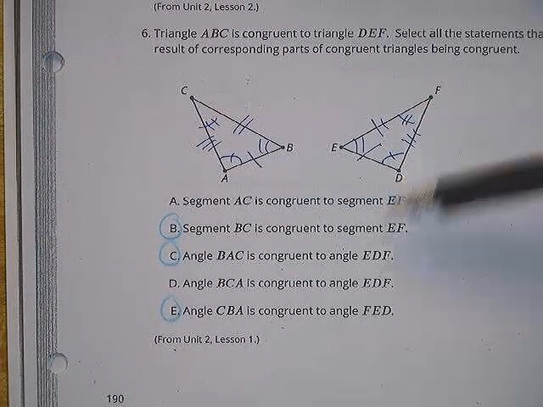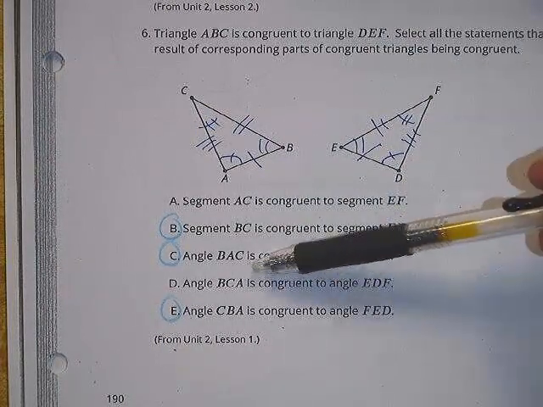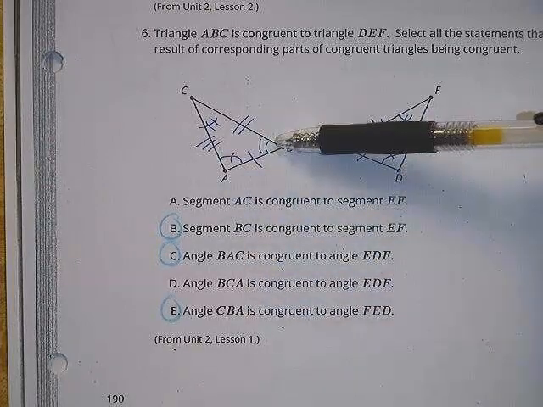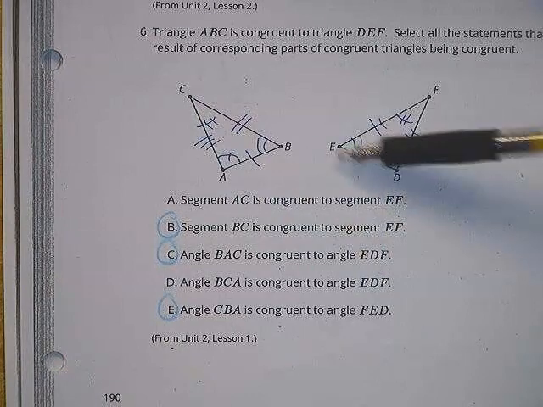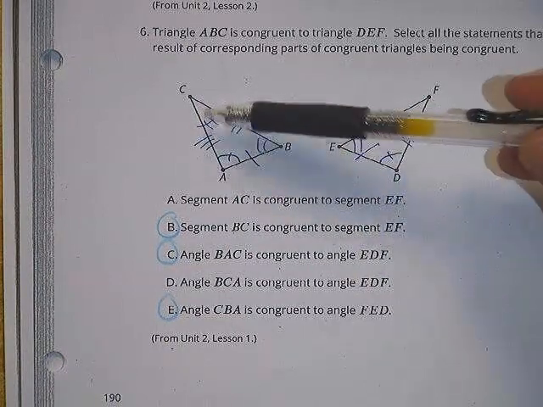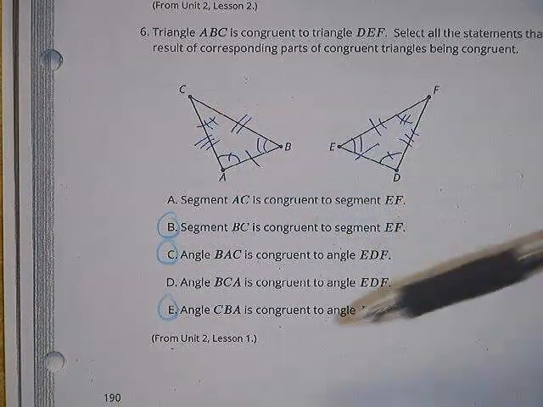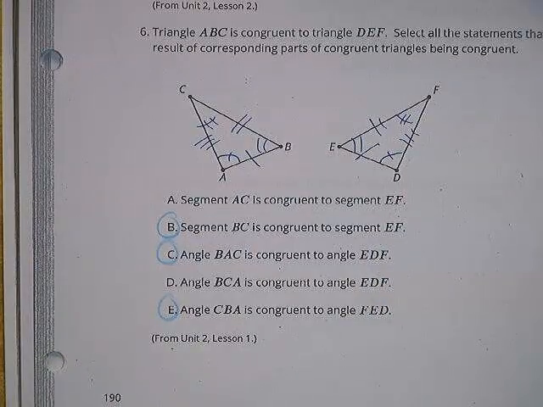angle BCA, so it's a double tick mark, and EDF, that's a single. So this is a double, this one's a single, so that's why D doesn't work.